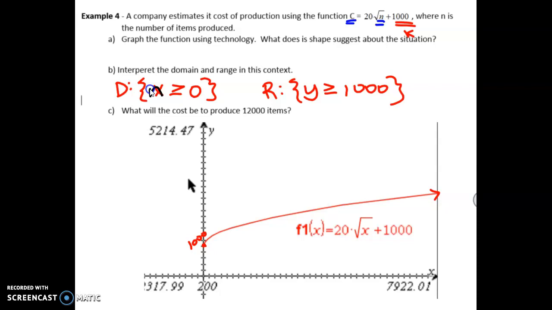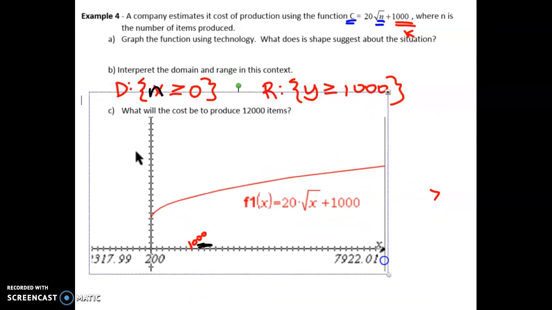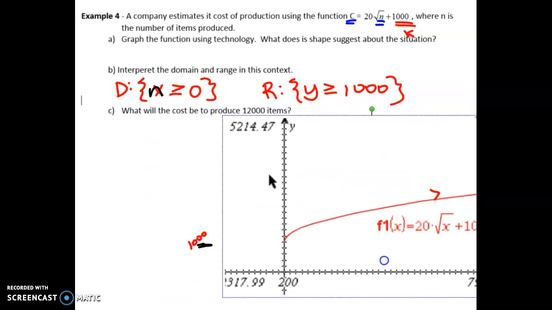The range being greater than or equal to 1,000. What would 1,000 represent in terms of this cost? 1,000 would represent the startup costs, so maybe the cost of the building or a machine or something like that.